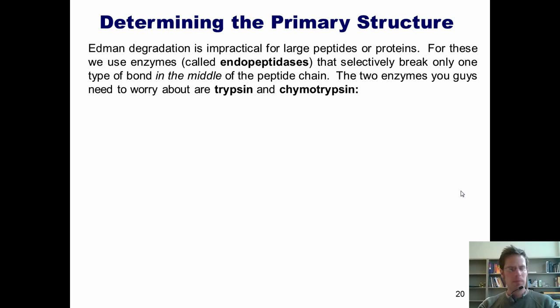Now, as you can probably imagine, doing this Edman degradation work is really impractical and tedious for large peptides or proteins. For large peptides and proteins, we instead use enzymes that are called endopeptidases that selectively break only one type of bond in the middle of the peptide chain somewhere. Now, there are numerous endopeptidases, but there are only two that I'm going to require you guys to know or be familiar with: trypsin and chymotrypsin.